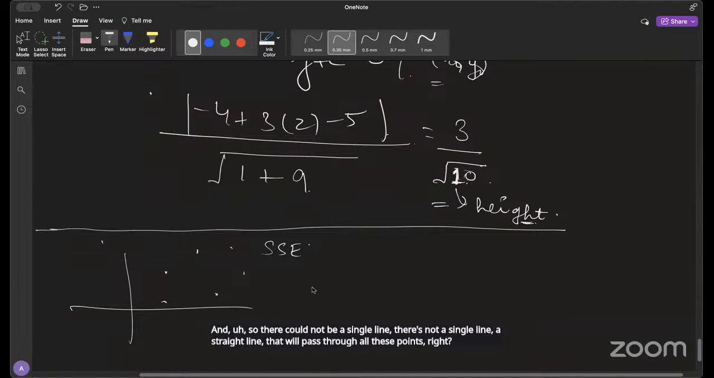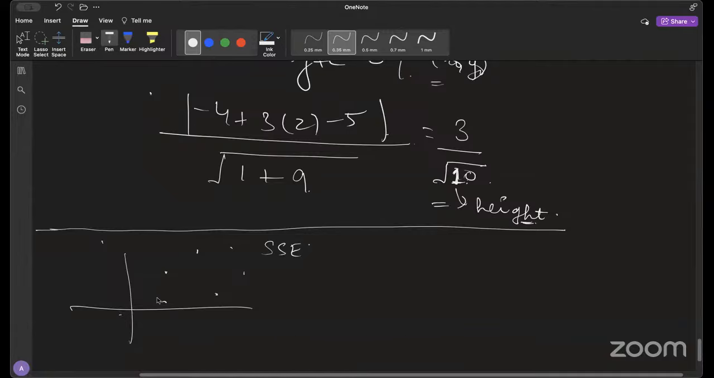So what we do is we try to find a line that best fits the data. Let's have a fewer number of points so that it's clear. Let's say we have 3 points, 1, 2, and 3. These are obviously not collinear points, right? Collinear means they're in a single line. So there can't be a single line that passes through all these points.